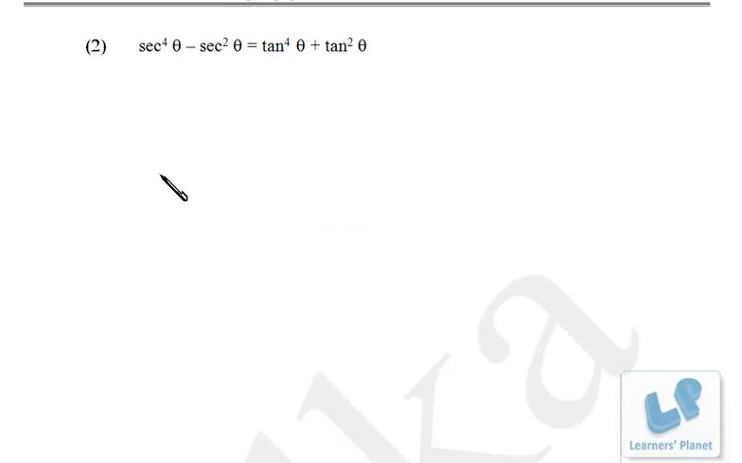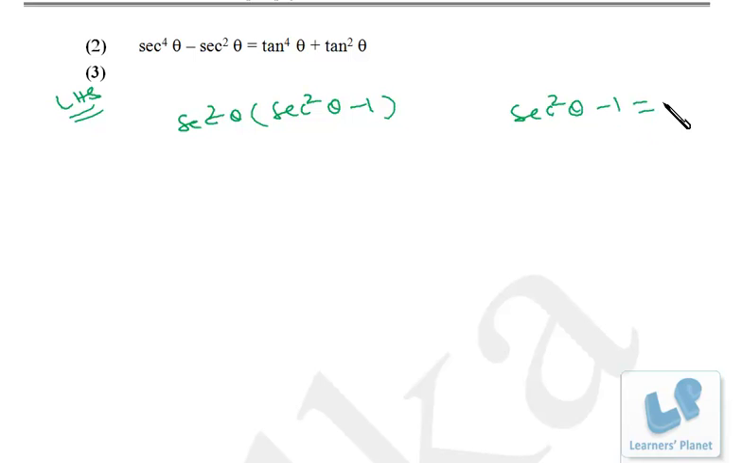Now this problem is very simple. We start with LHS. Take sec square theta as common. So we are left with sec square theta minus 1. Now we know the relationship between sec theta and tan theta, that is sec square theta minus 1 is equal to tan square theta, right?